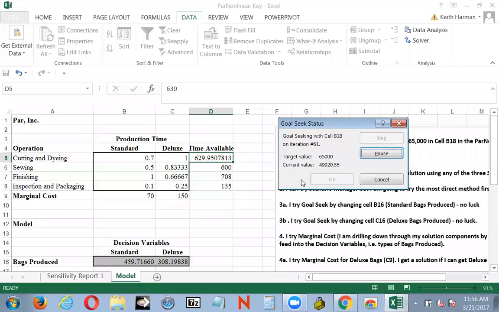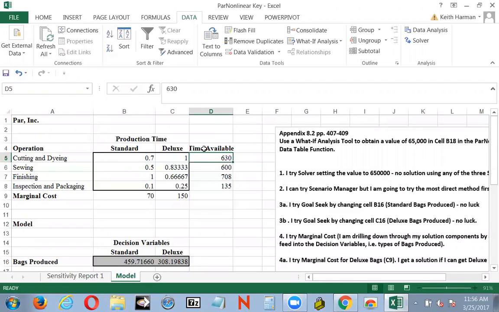It's going to work through it, see if it's going to find us a solution. And it really doesn't. It gives us some nonsensical number. So that's not going to work. So we'll cancel that out. Let's try the time available for sewing. Again, we're playing with that time factor, which implies labor costs, maybe or cost for a machine.